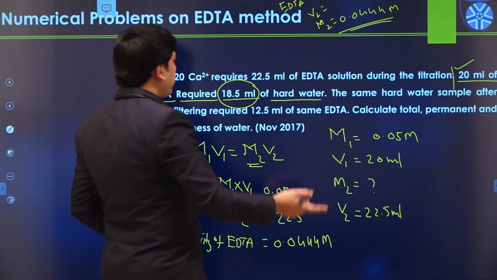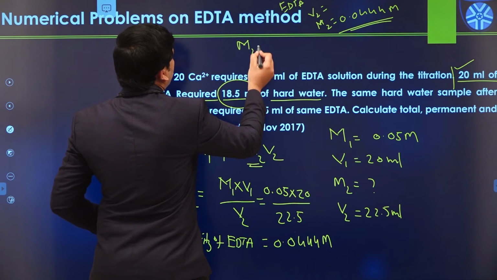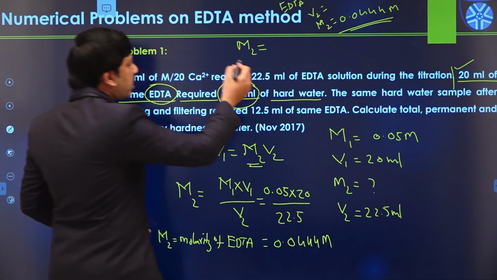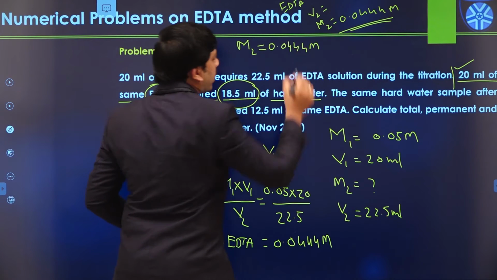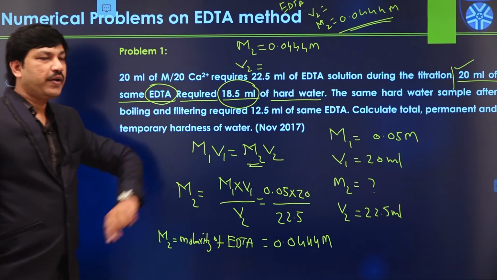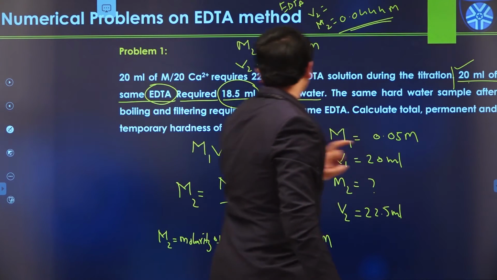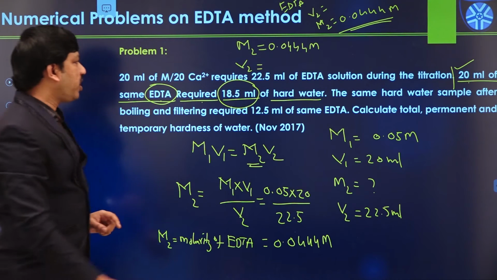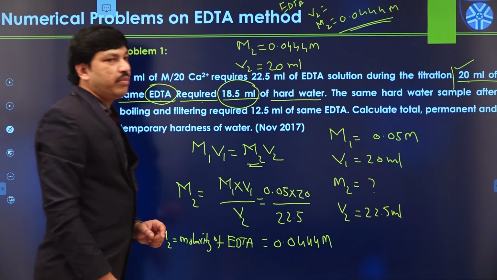So in the second case, we have the M2 value. What is M2? M2 is the concentration of EDTA, which we already know is 0.0444 molar. But in the second case, what is the V2 value? In the second titration, how much EDTA is consumed? 20 ml of the same EDTA. That means in the second case, the V2 value is 20 ml.